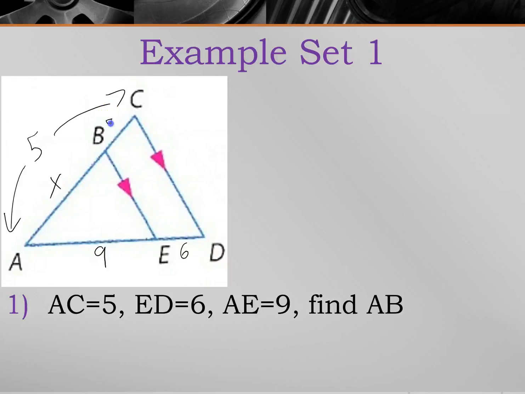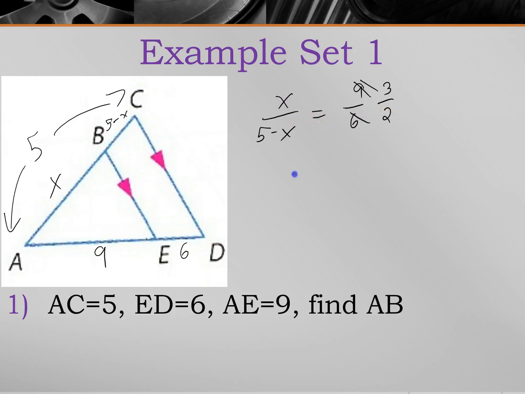be 5 minus that X. So for example, if X was 4, this would have to be 1. How do we get that? 5 minus 4. Hence, 5 minus X. So we have X over 5 minus X equals 9 over 6. Again, I should always reduce. This becomes 3/2. So I cross multiply.